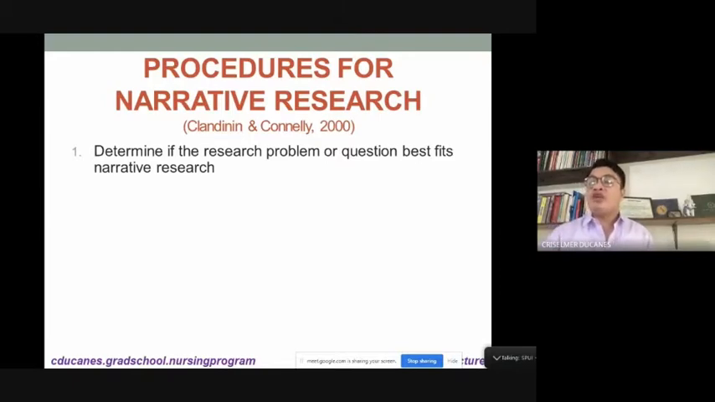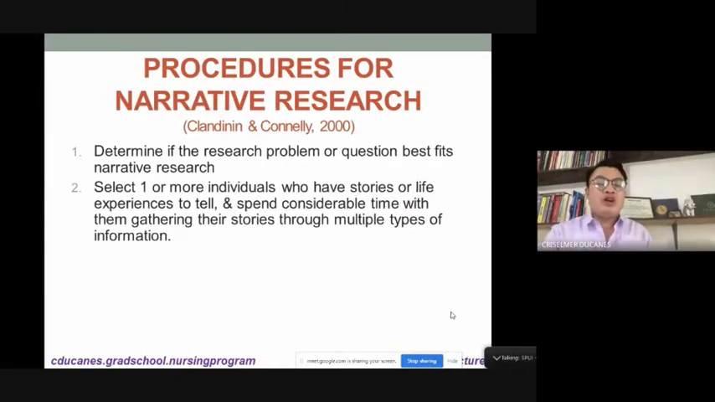Okay? So, usually the focus in your pre-oral defense in a qualitative study is if the methodology is best suited to your research. Okay? Next, select one or more individuals who have stories or life experiences to tell and spend considerable time with them gathering their stories through multiple types of information.